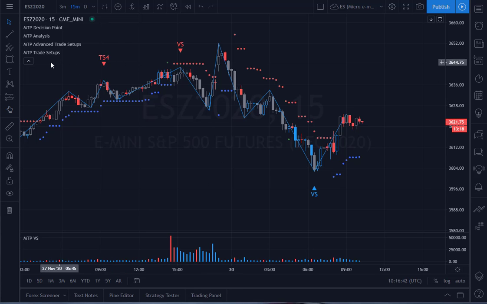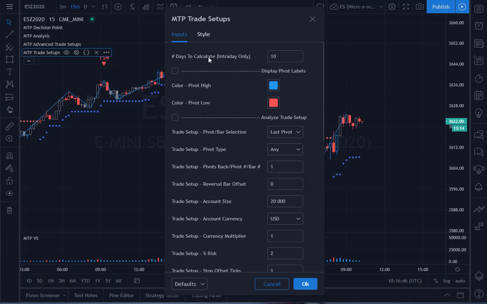In all our MTPredictor scripts, if I just open one of these up, the first thing we have is the number of days to calculate for intraday charts only. So if you're using daily charts, this won't affect you, that's absolutely fine. But if you're using intraday charts, we have a number of days to calculate. This is the same in all our scripts.